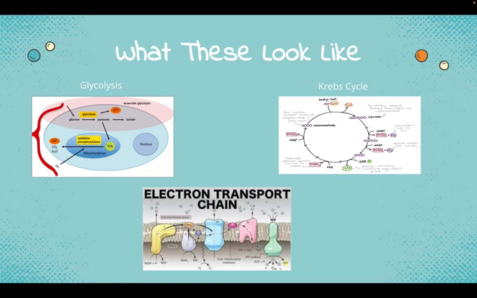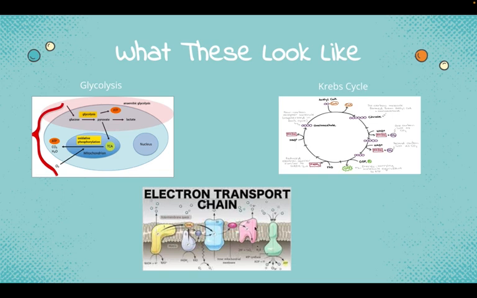Here we have some visual representations of the three steps we talked about. As you can see, glycolysis takes place in the cytoplasm of the cell and does not require oxygen. And as glucose is broken down, it produces pyruvate, ATP, and water. Next, we can see that the Krebs cycle is a chain of reactions occurring in the mitochondria that uses oxygen and gives out water and carbon dioxide as products.